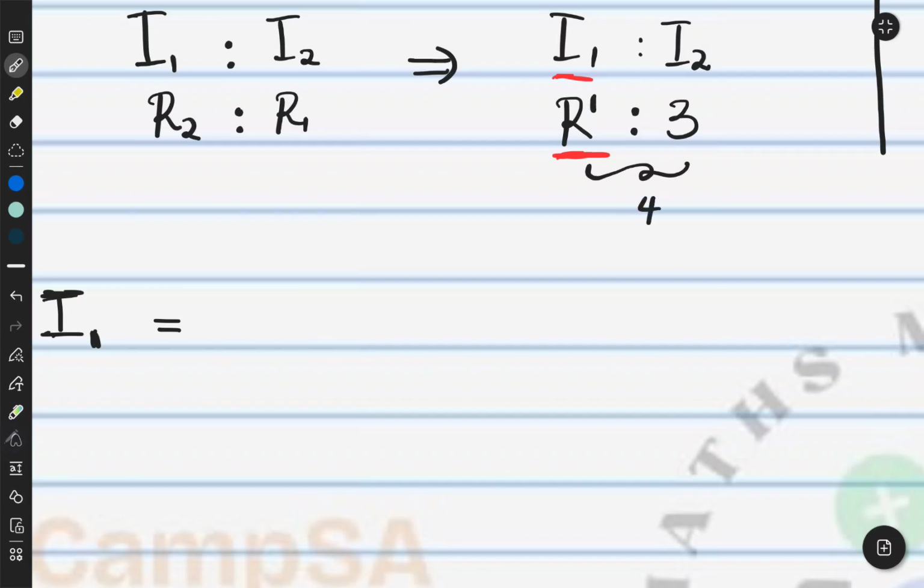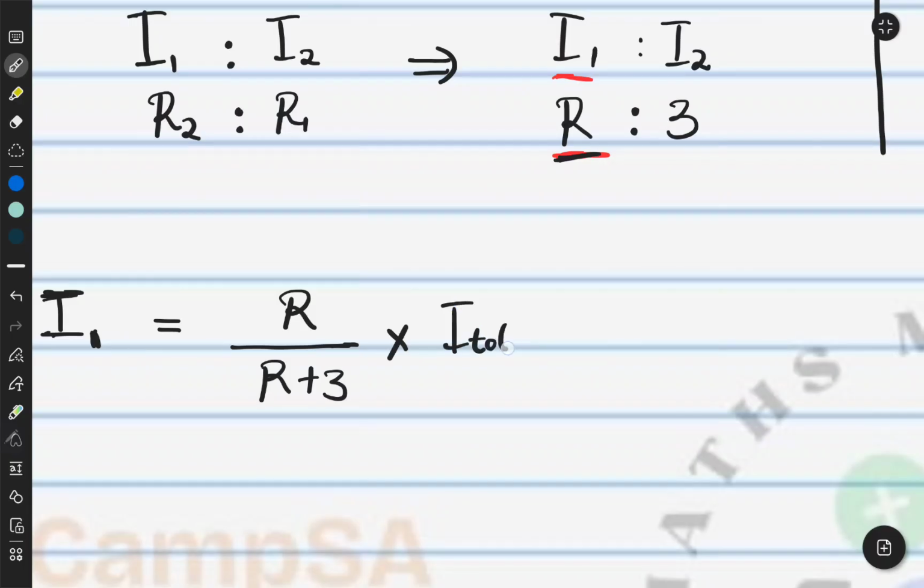So that would be your denominator. So you would say over R plus 3. In this case, R is not a value, so we'll just leave it as R. So that's our denominator. Then what's our numerator? Our numerator is the side we are focusing on, the one that we want. So that's our R. Then we multiply this by our total current, I tot.